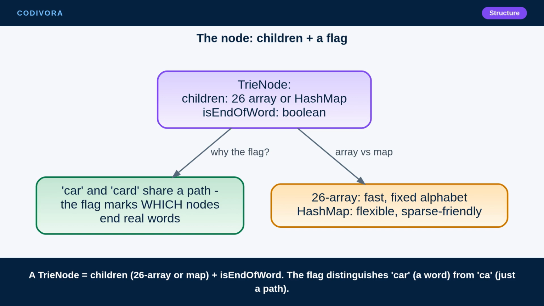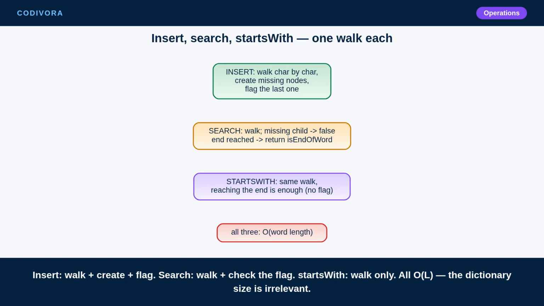Search for C, it returns true because the path exists. The path existing means it's a prefix. The flag means it's a word. Keep those separate. The 3 operations are the same walk with different endings.